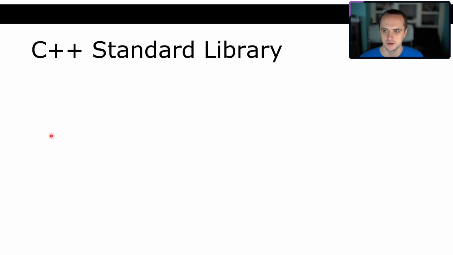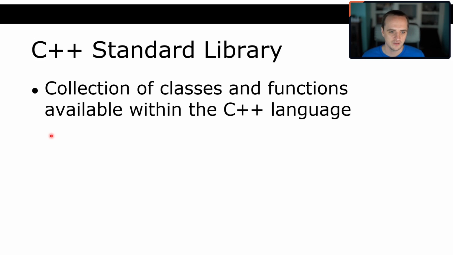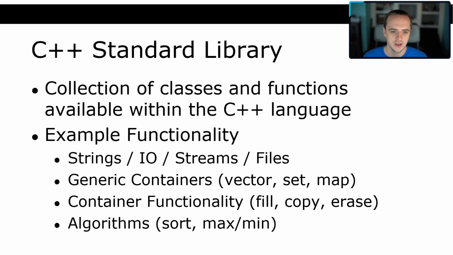Now, really quickly, the standard template library, this is where you get a lot of functionality that we're going to use in our programs. So the standard library, or the STL, is a collection of classes and functions that are available within the C++ programming language. Here's some examples of functionality that's there. So you can have strings, input, output, streams, files, containers like vector, set, and map, container functionality like filling something, copying it, erasing it, algorithms, you can sort, you can have min and max functionality, lots of math functionality as well. So all of that is in the standard library.